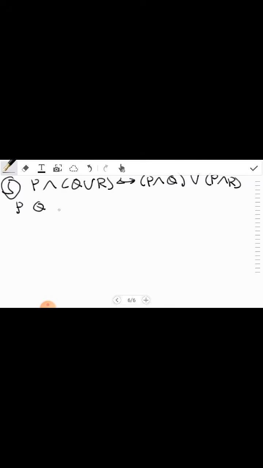And in number 5, we have P and (Q or R) is equivalent to (P and Q) or (P and R). It's quite long. I hope this will fit in our screen. We have three propositions, P, Q, and R.